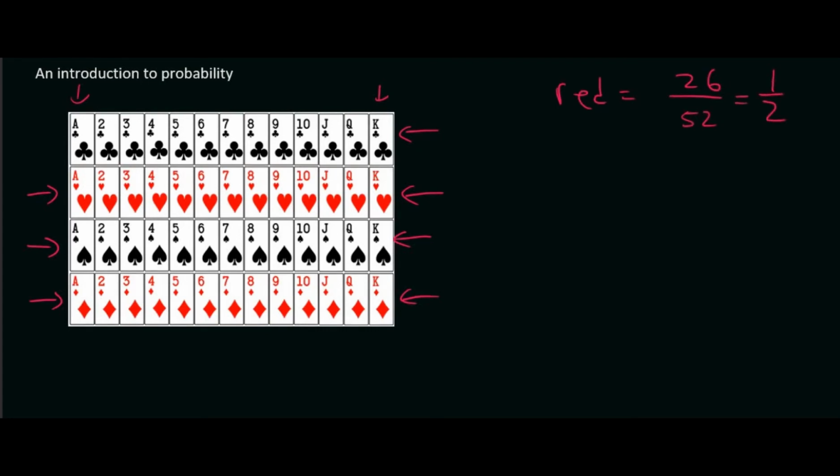What are the chances that you will choose a heart? Well, there's 13 hearts out of a total of 52. And if you simplify that, that's 1 out of 4. What are the chances that you will choose a red spade? Well, in this deck, you can see that there are no red spades. That's 0 out of 52, which is 0.